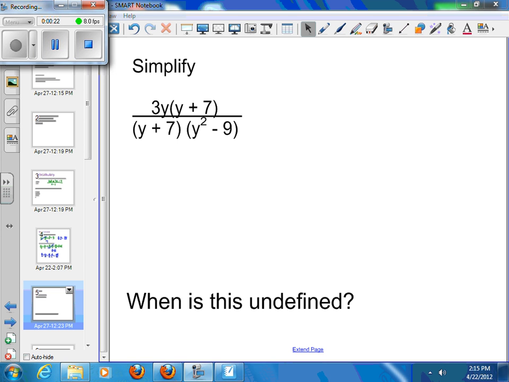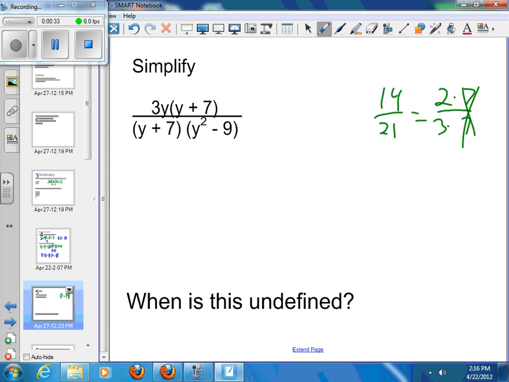So if we want to simplify this, you know when you have, say, 14 over 21, that's the same thing as 2 times 7 over 3 times 7. You can reduce the 7s because 7 over 7 is 1, and you end up with 2 over 3. So if you've got the same thing top and bottom being multiplied, they basically become a 1, and you can simplify them on out of there.